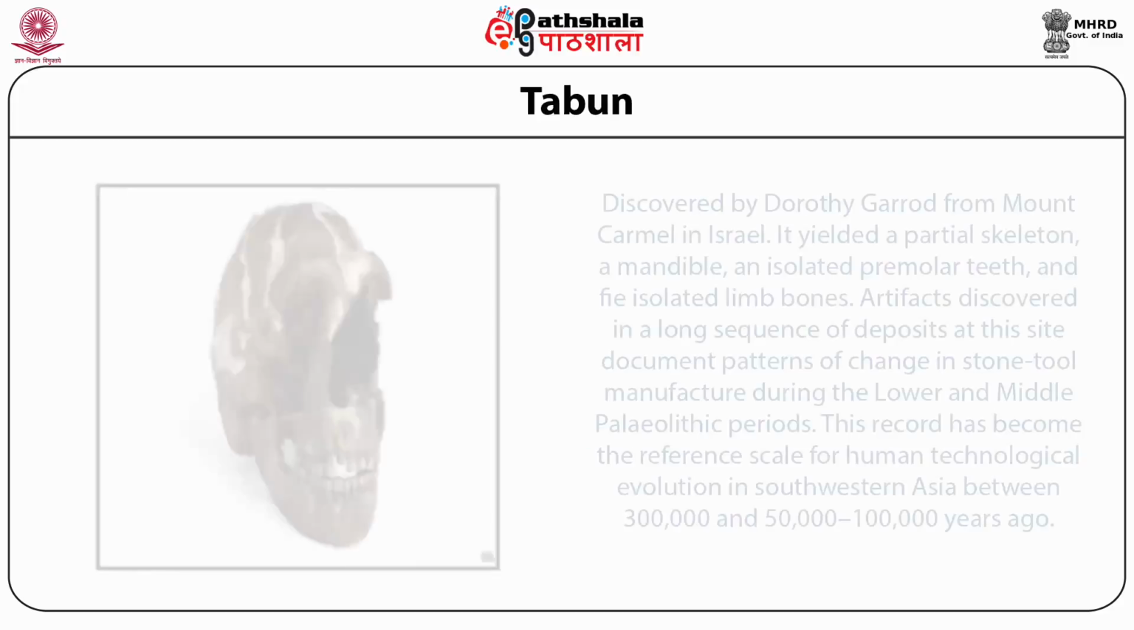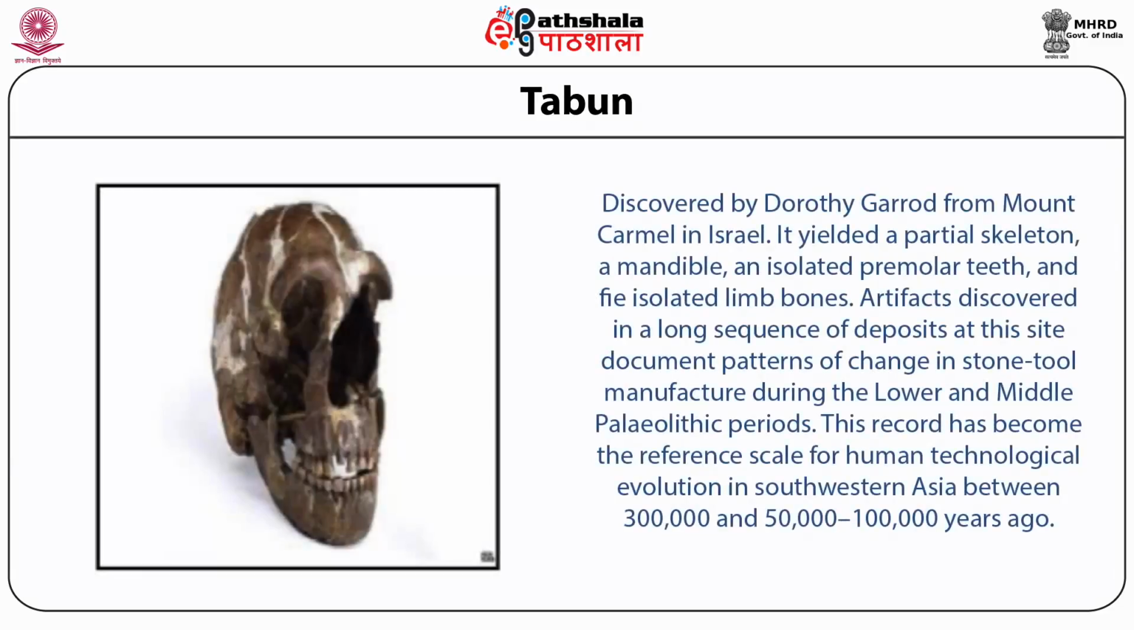Tabun. This fossil remain was found from a paleoanthropological excavation conducted in a deep rock shelter located on the edge of Mount Carmel and facing the Mediterranean Sea in northern Israel. This site was discovered by Garrod. It yielded a partial skeleton, a mandible, an isolated premolar tooth, and a few isolated limb bones.